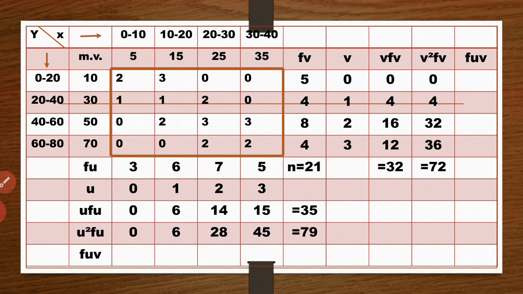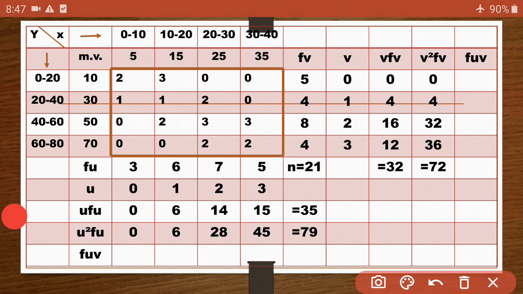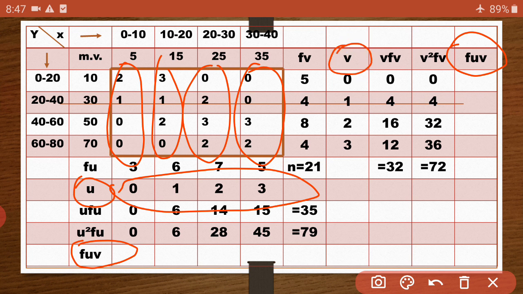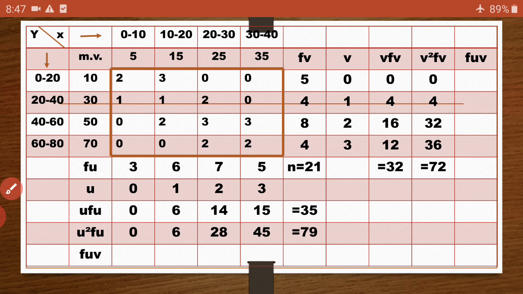After that, the main point of the bivariate table, the multiplication of three values, fuv. Okay, on both sides the table will be similarly fuv here and here also fuv. This value fuv means the multiplication of f, meaning this value. Multiplication of u means this value and multiplication of v means this value. So this is the fuv. In the fuv, it means f, u and v. You multiply these three values.